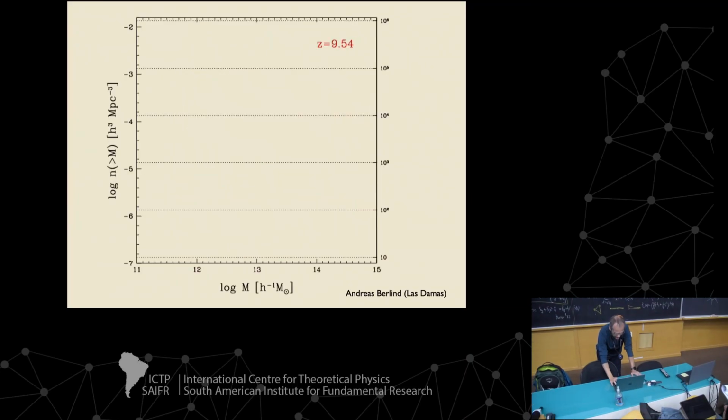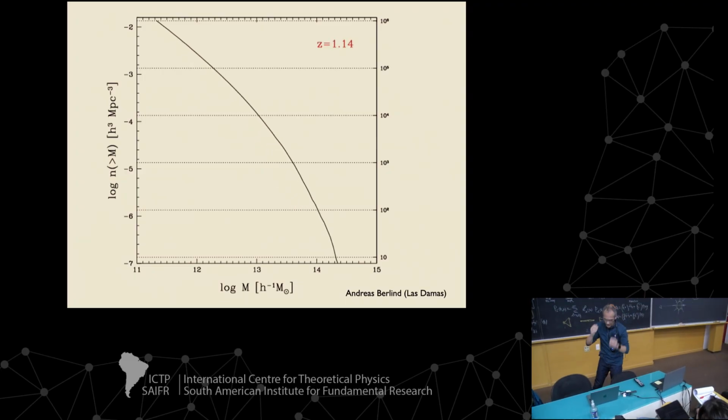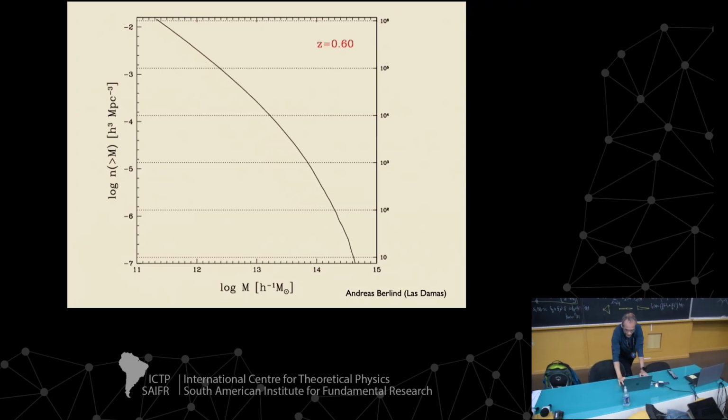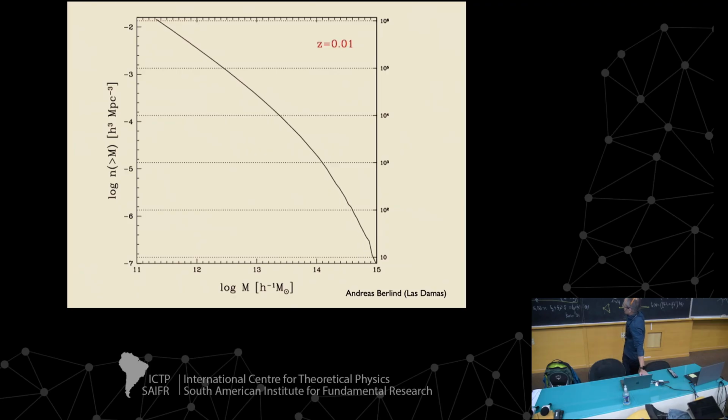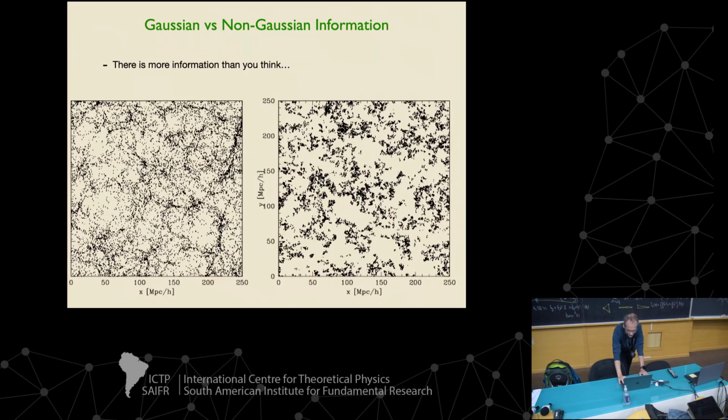And this is how many objects you get as a function of time. This is the so-called mass function: low mass, high mass, and the abundance. You can see as time goes on, you're getting more and more of these, okay? This is something people are very interested in. As time goes on, you form more massive objects, going up to 10 to the 15 solar masses.